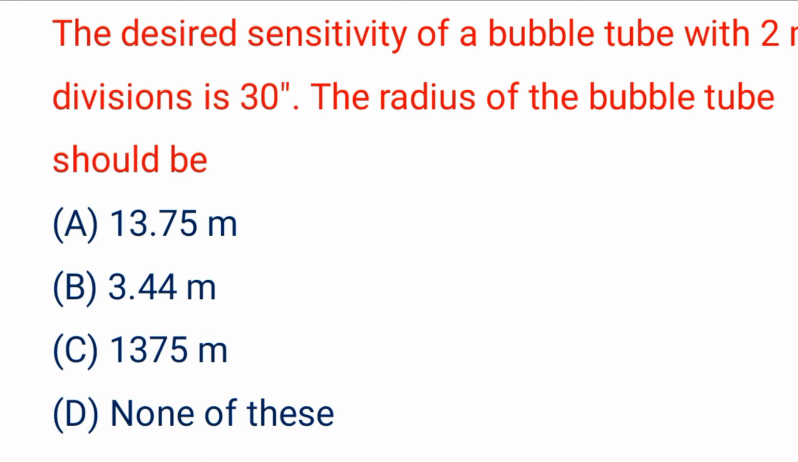Next question, the desired sensitivity of the bubble tube with 2 mm divisions is 30 seconds. The radius of the bubble tube should be option A, 13.75 meter, option B, 3.44 meter, option C, 1375 meter, option D, none of the above. The correct answer is option A, 13.75 meter.